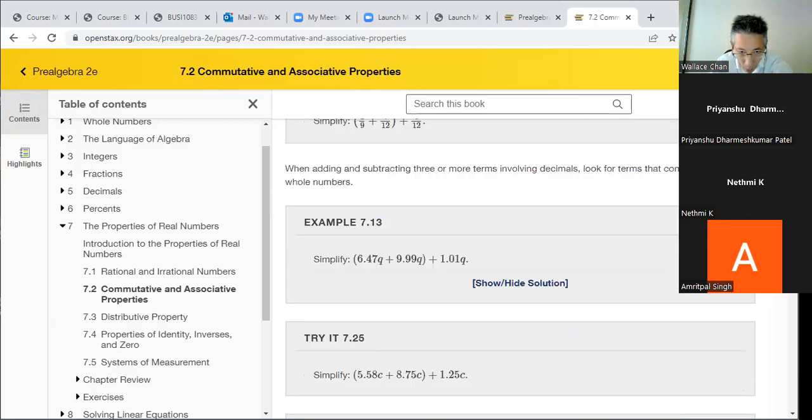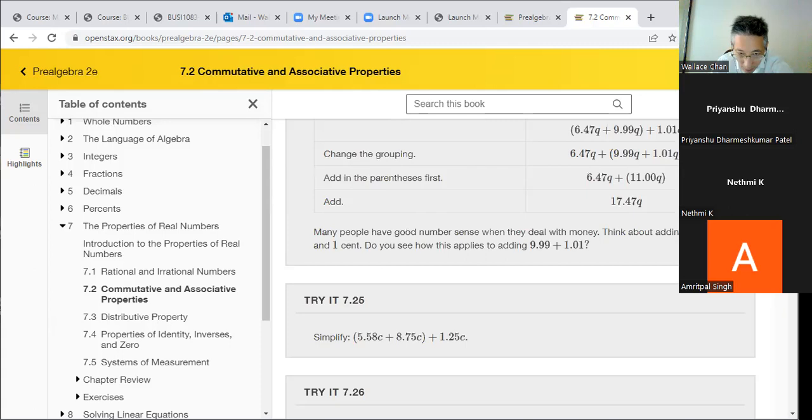So how about this one? When adding or subtracting 3 or more terms involving decimals, look for terms that combine to give whole numbers. For example, this one looks complicated, but if you do the second and the third number first, it would be much easier. What is 9.99 plus 1.01? 11, exactly. So 11 plus 6.47 is 17.47. Exactly, 17.47.